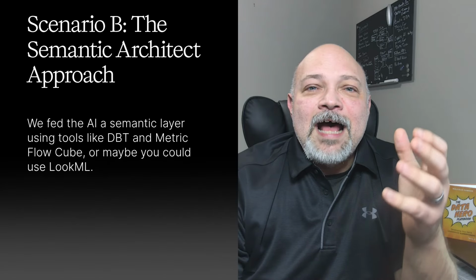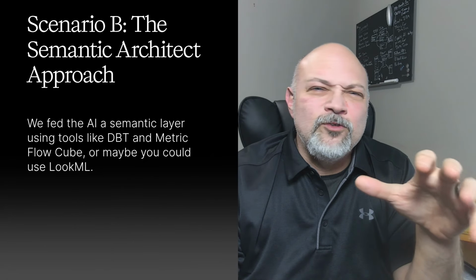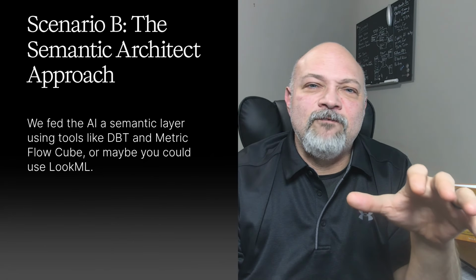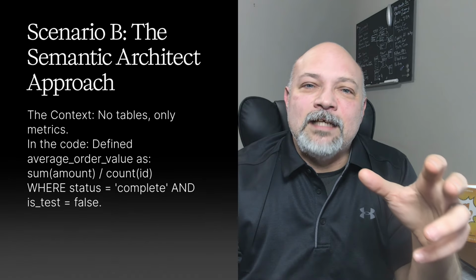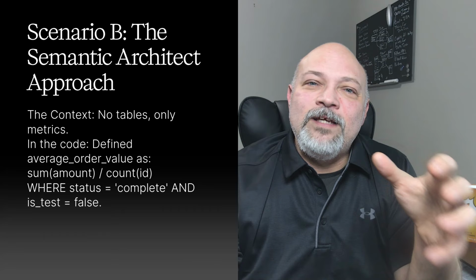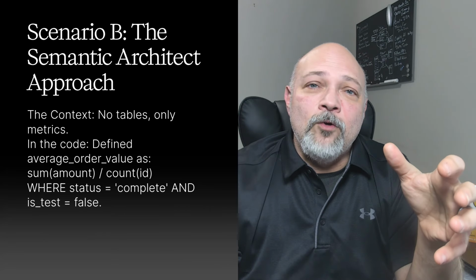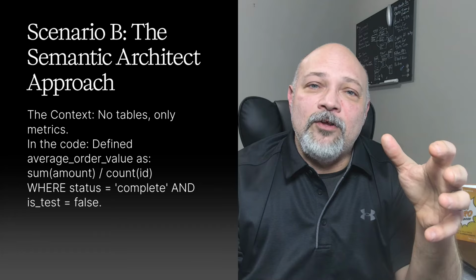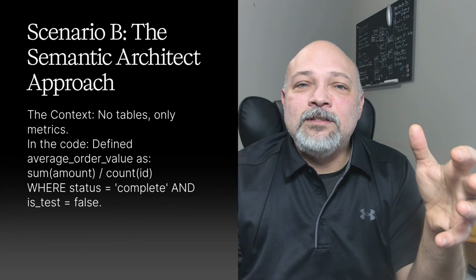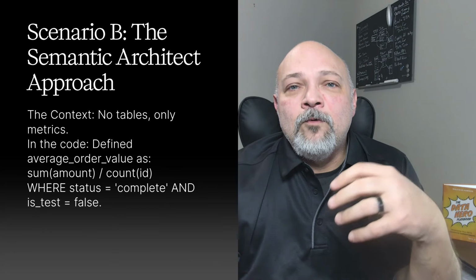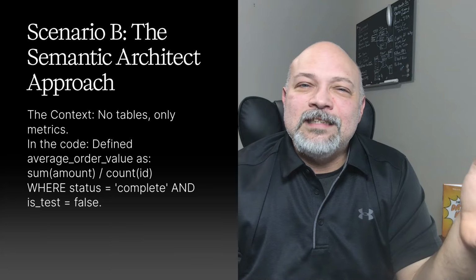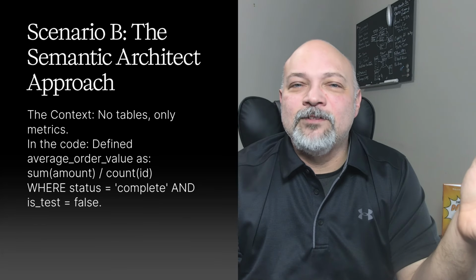I call this the Semantic Architect approach. Here's the input. We fed the AI a semantic layer using tools like dbt and MetricFlow, Cube. Here's the context. We didn't give it tables. We gave it metrics. In the code, we defined average order value as the sum of the amount divided by the count of the ID, with a filter where status equals complete and is test equals false. Here's the prompt. What is the average order value?